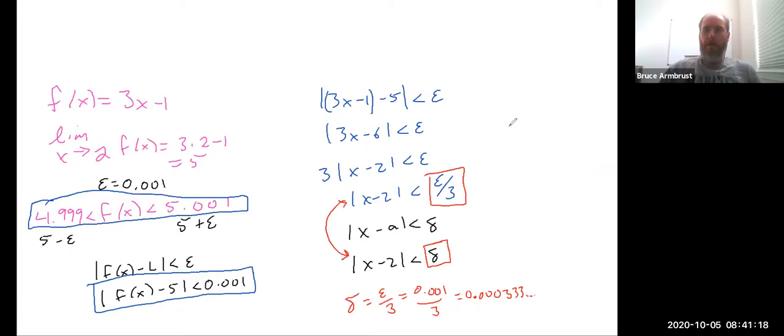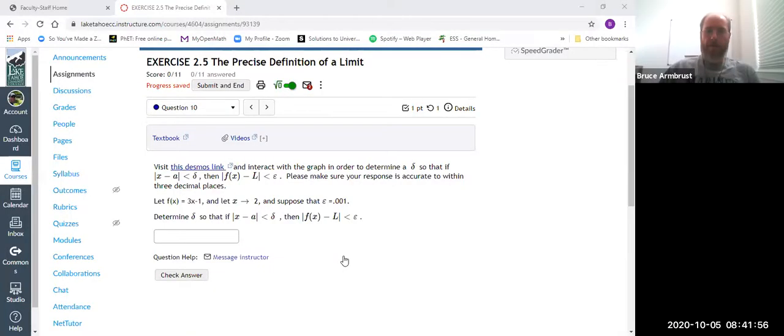And the process is always the same. It's always start with f of x minus L is less than epsilon. Put in your L value, right? Put in your function, and then slowly make it look like absolute value of x minus a is less than delta. I think I wrote it as x minus c in class, but c, a doesn't really matter, right? Okay, so let's actually go to the link so I can show you what I would do graphically. So we'll go visit the Desmos link.